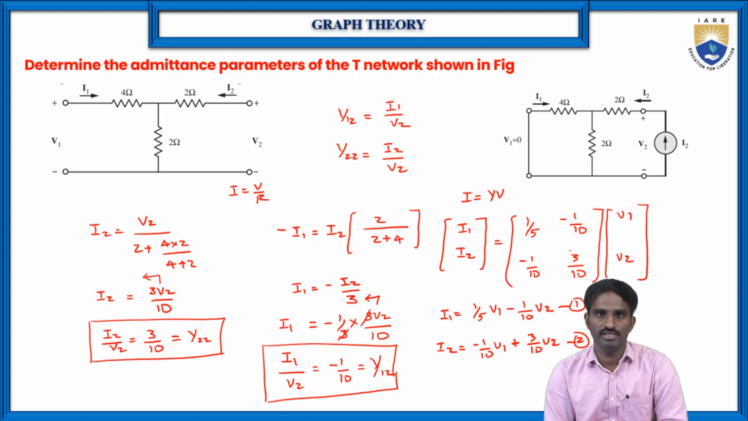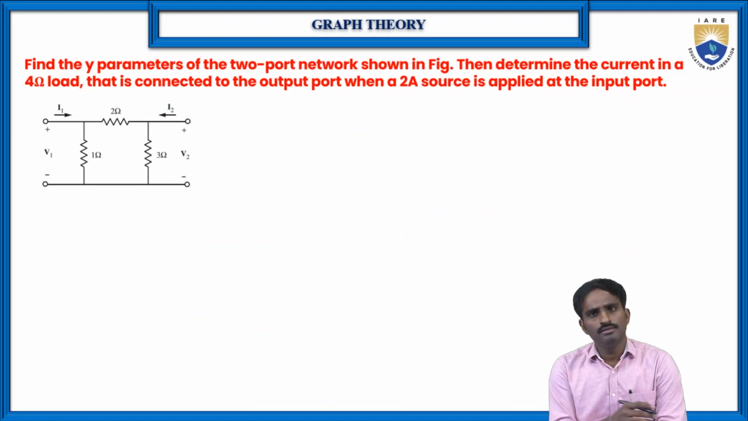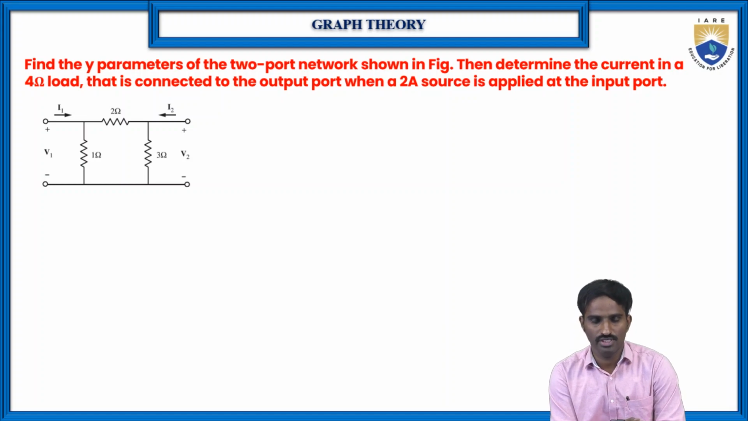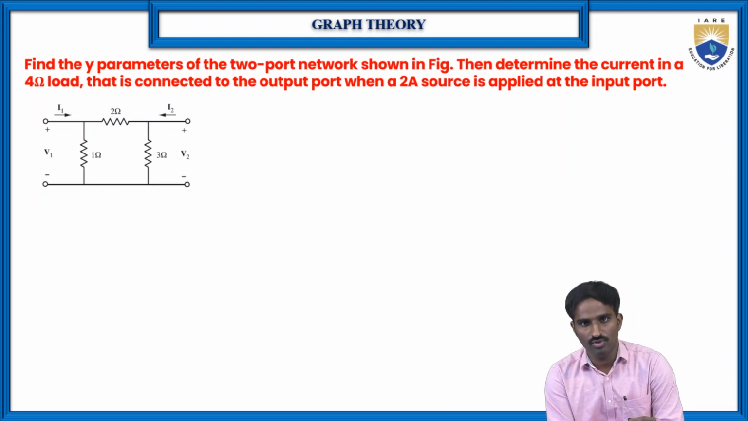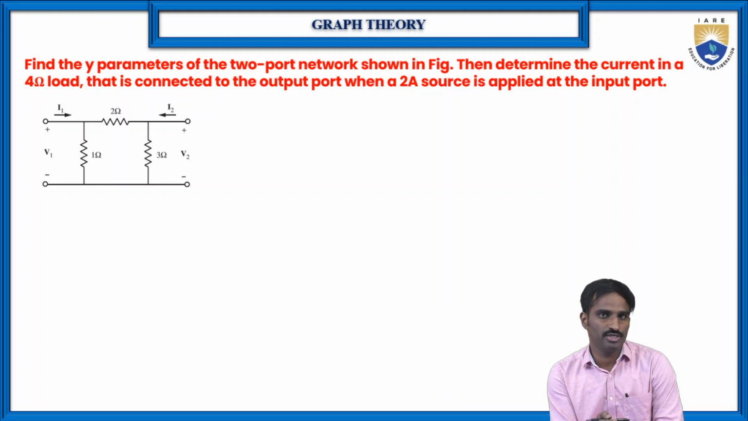So this is how we can find the admittance parameters, or the Y parameters, or the short circuit parameters for the given T network. Then we will move to the second problem. Here this is a pi network. Mostly in your final examination, you may get either the T network or the pi network. Of course, there is another possibility also that we will discuss in the next problem. Sometimes you may get a circuit with dependent sources also. That also we will see in today's class.